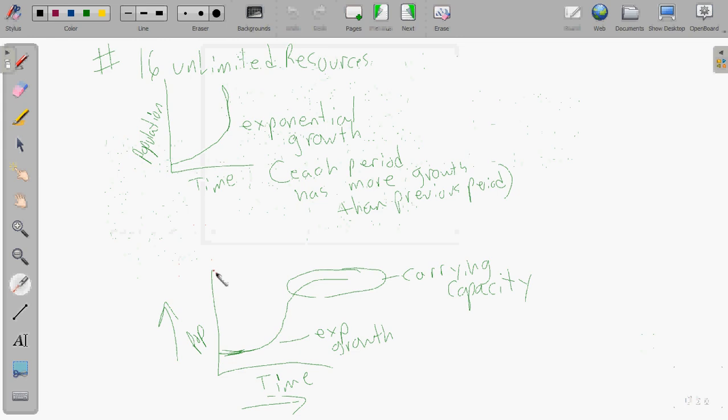Okay, again, exponential growth is a curve. Each period has more growth than the previous period. In this graph down here, we start with some exponential growth, and as we approach carrying capacity, it levels off. So this would be the carrying capacity up here.